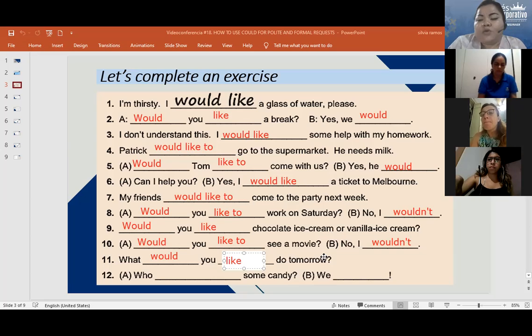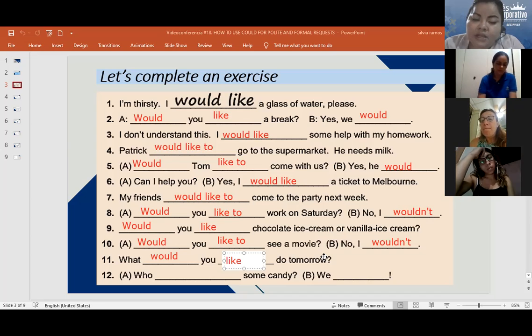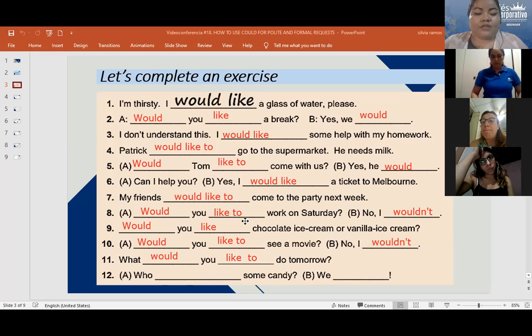We're using would like or would like to, right? So we're using would like plus a noun and would like to plus a verb. Now, my question is, Jonathan, is do a noun or a verb? It's a verb. Okay. ¿Qué le hace falta entonces a la respuesta? What would you like to do tomorrow? I would like to go to the beach tomorrow and drink some cocktails. Right? Now let's go with number 12. Who's number 12, Jonathan?